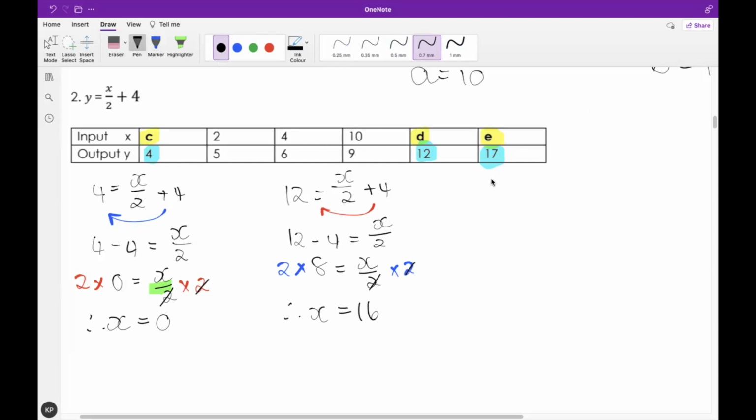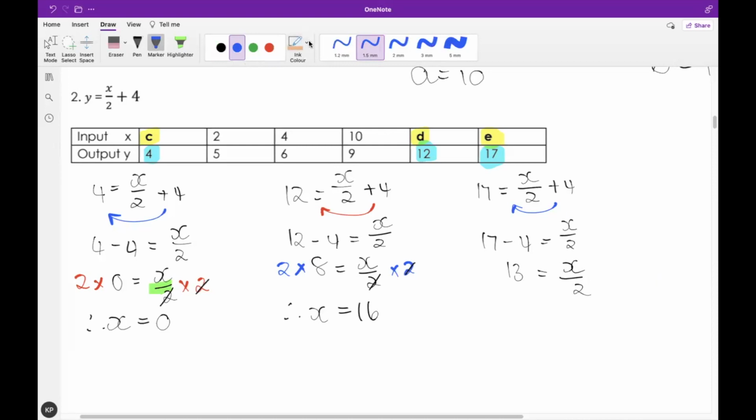And for the last one, we have 17 equals x divided by 2 plus 4. For the third time today, we are carrying the 4 over and it's becoming negative. So I have 17 minus 4 equals x divided by 2. What's 17 minus 4? Nice, guys. 13 equals x divided by 2. We're going to multiply by 2 on both sides, as we have been doing. Okay, times 2, times 2. Therefore, x is equal to? Therefore, x is 26. That went very fast.